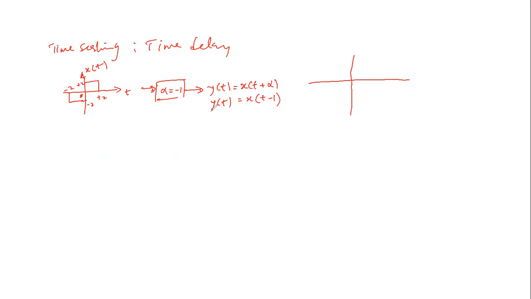Now, here, the input s of t is related by y of t equal to s of t minus 1. So in other words, t is the same as t minus 1. So at the input, we have t, and at the output, we have t minus 1.